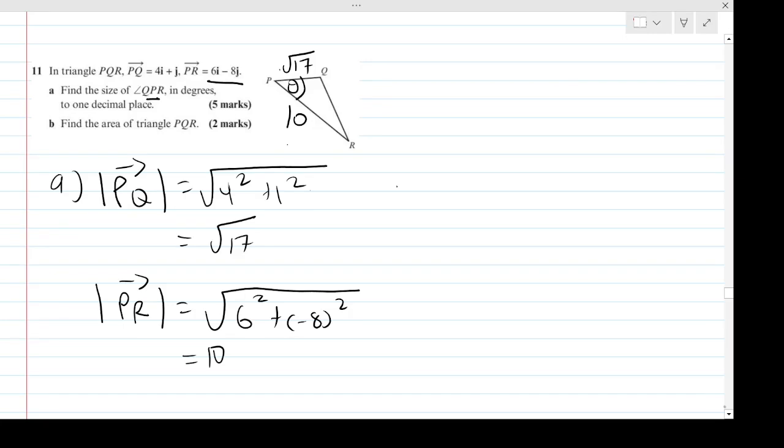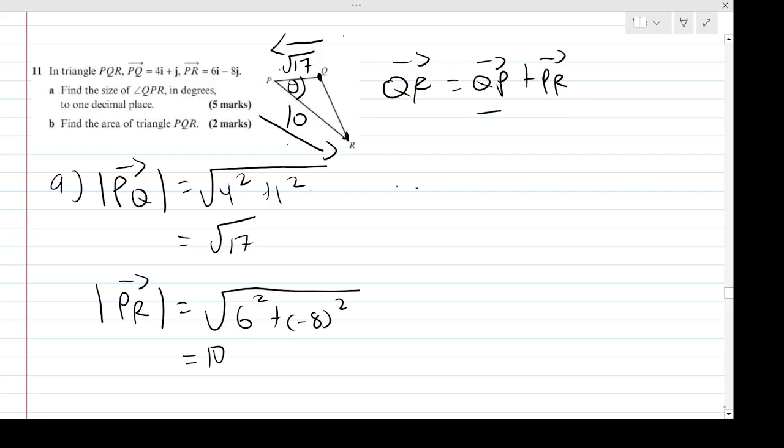But I can, because think about it, I can find the vector Q to R. I'm not given it, but I can find it. If I'm starting at Q and ending at R, I can't go directly Q to R, but I can alternatively go from Q to P, then P to R. And there we are, so I get my vector. And I know what these two vectors are. I know QP and PR. They've given me that.